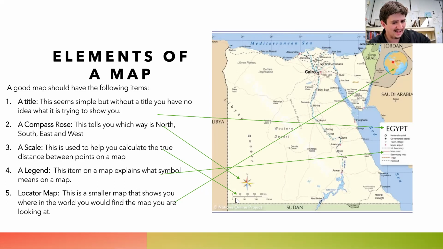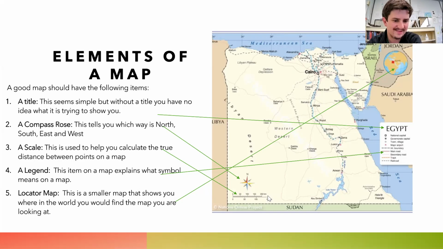It should also have a scale, which is this thing right here. It kind of helps you determine the actual distance from one place to another on the map. So you could take this scale here and calculate the actual distance from Lake Nasser right here up to Cairo. You could use that scale to tell you, okay, it is this many miles in real life. We don't always use it, but a good map should have one, just so you can, if you wanted to, calculate how far apart things were.